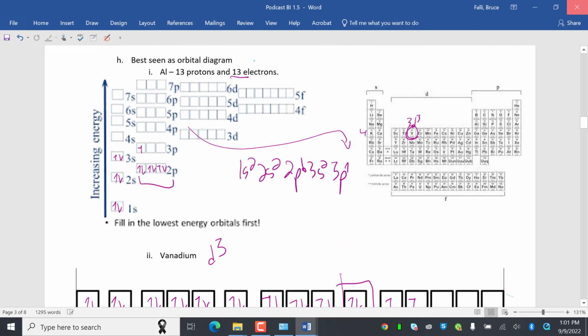For aluminum, the outermost s and p's, that's the 3rd level, is my outermost level. That would be 3. And that'll do it for us.